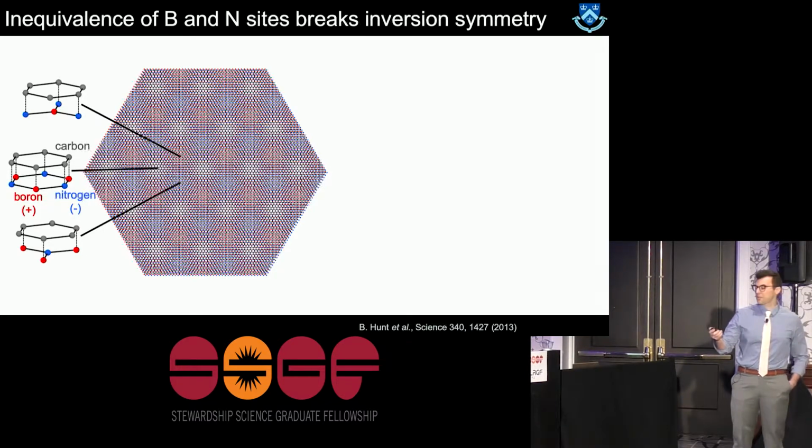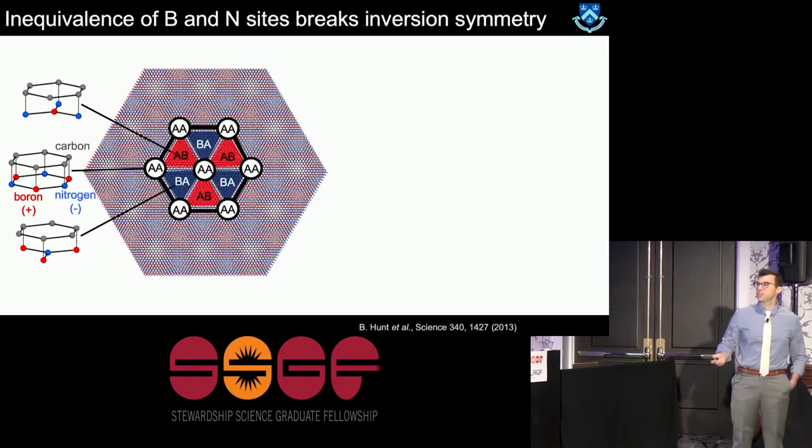And so obviously, the picture is different than the 1D example I showed. The superlattice itself actually has D3H symmetry, mimicking the symmetry of the boron nitride.